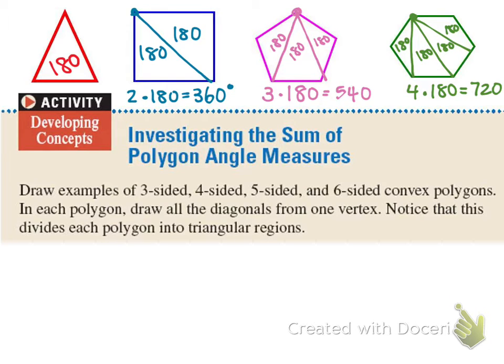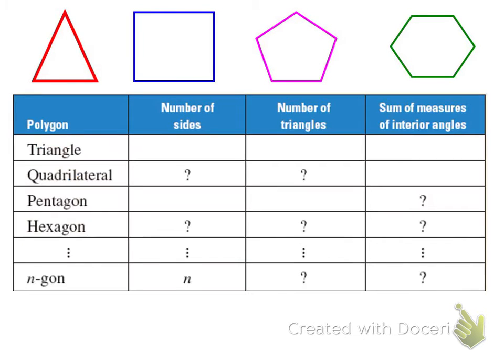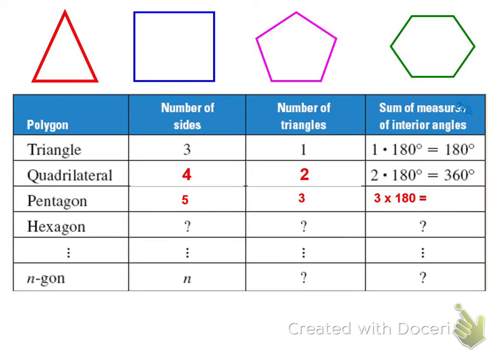Because you're going to see a pattern here to figure out how many degrees are in each shape. So a triangle had 3 sides, and 1 triangle was in a triangle. That made 180 degrees. A quadrilateral had 4 sides. How many triangles were inside of that? 2, which makes 360 degrees. A pentagon has 5 sides. How many triangles were inside the pentagon? 3. And at 180 apiece, that makes 540. A hexagon has 6 sides, and there were 4 triangles inside of that. 4 times 180 makes 720.